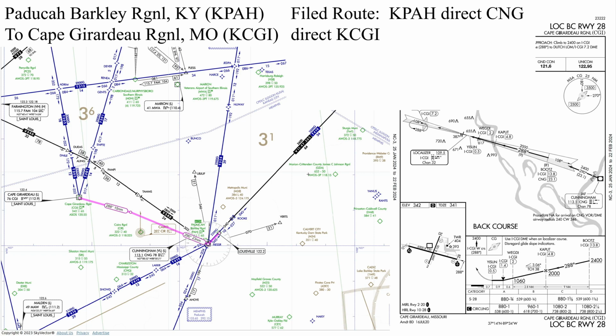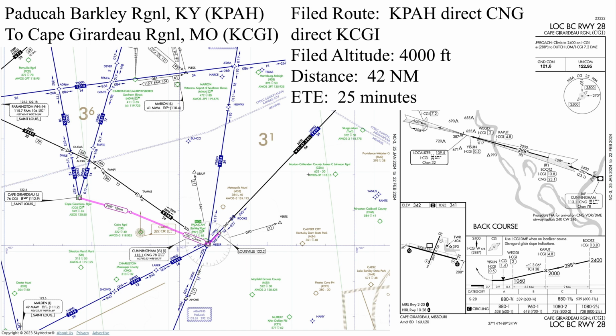Our filed route will be Paducah Regional Airport, direct Cunningham VOR DME, direct Cape Girardeau Regional Airport. We'll file for an altitude of 4,000 for this westbound flight, which keeps us above the off-route obstruction clearance altitude and the MSA for the approach. The flight is about 42 track miles and should take about 25 minutes to fly in the Cessna 172.